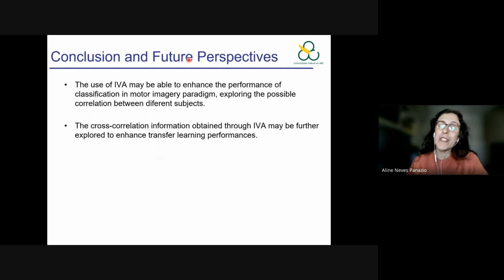So to conclude this presentation, I have shown how IVA can be used to enhance the performance of classification in motor imagery, especially because it explores the correlation between different subjects. And this cross-correlation information can be explored to enhance transfer learning performance. So here we still have first initial results, but we think that it has the potential to help in this context.